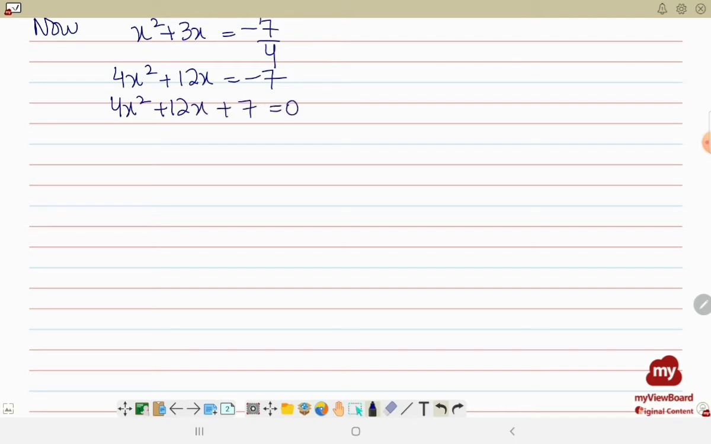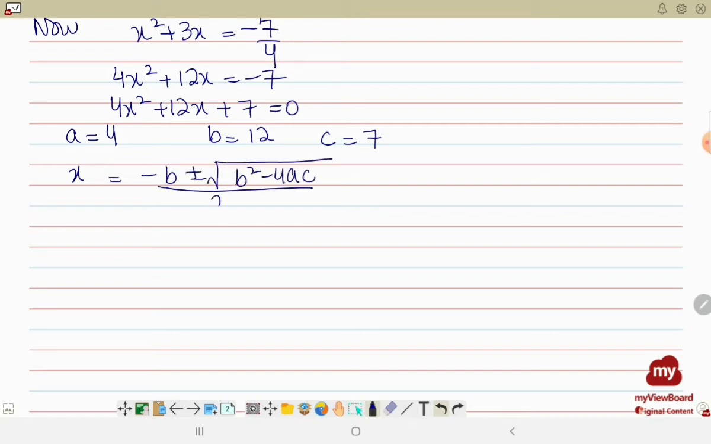So since we are unable to break the middle term, we'll apply the quadratic formula. Here a equals 4, b equals 12, c equals 7. So let's insert the values in the quadratic formula. We have x equals minus b plus minus under the root b square minus 4ac, divided by 2a.